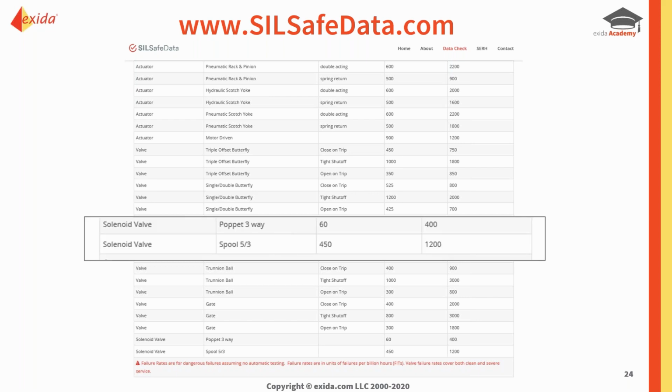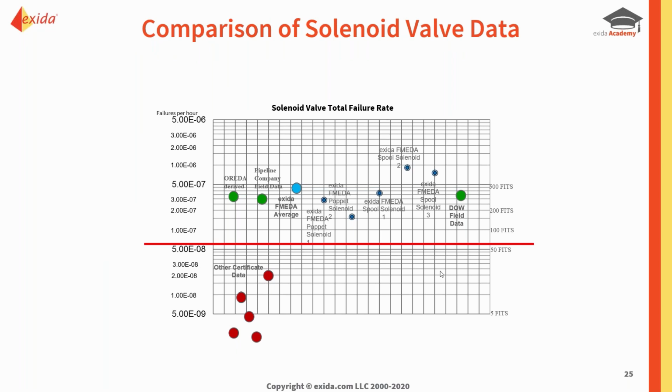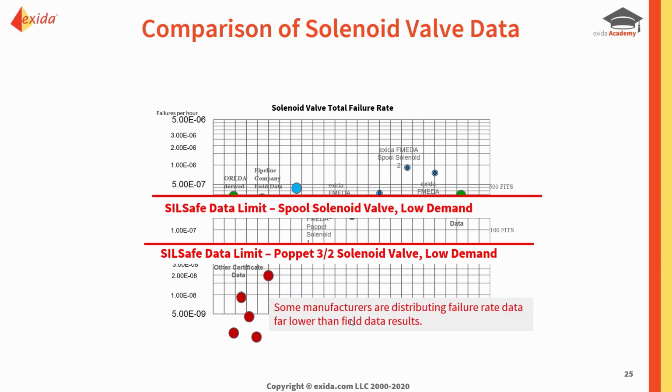So for example, if we look at a solenoid valve that's a poppet three-way, we can see, well, low is 60 FITs, high is 400. A solenoid valve that's a spool type is 450 FITs to 1200 FITs. So if we look at it here, this would be the limit for the poppet three-way, and this would be the limit for the spool solenoid valve in low demand, not here. And this is the problem.